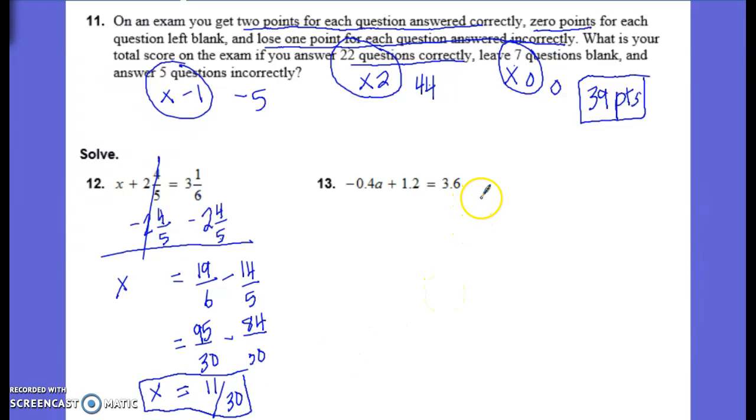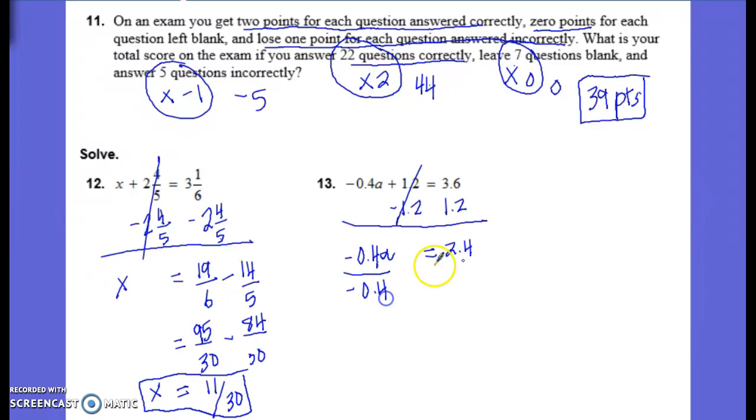Number 13 is also asking to solve, but this time it's a two-step equation. So remember, you always want to undo addition and subtraction first before you undo multiplication. So in this case, I'm going to subtract 1.2 here and here. And then that's going to get rid of that. 0.4a equals 2.4. Now I'm going to divide by the 0.4 because you're undoing the multiplication. Okay, so this goes away and you're left with your variable.